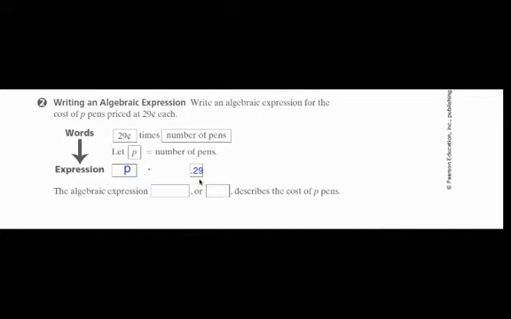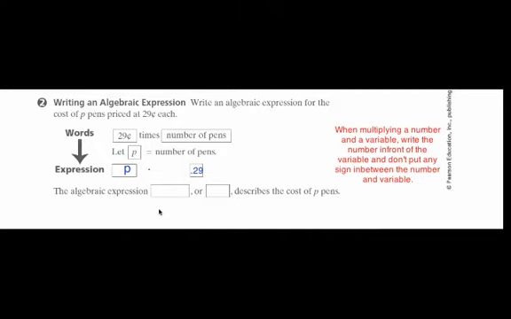Now when we write this, we should write the number in front of the variable. That is the better way to write it. And we don't use a multiplication sign whenever we're multiplying numbers and variables.